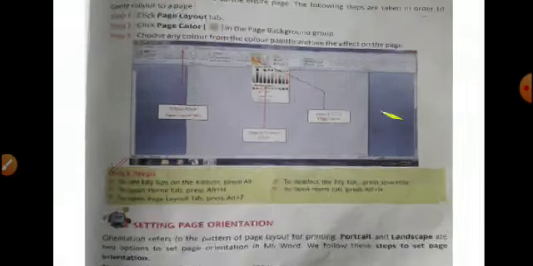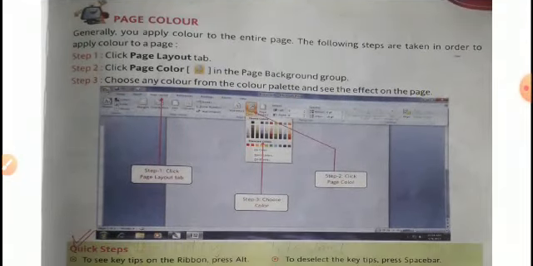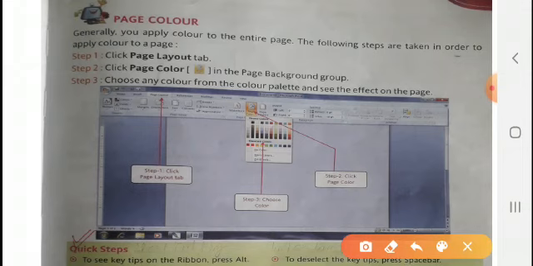Now you may open page number 57 and we are going to do the explanation of the topic page color. So here on page number 56, generally you apply color to the entire page. The following steps are taken in order to apply color to a page. Before understanding the procedure or the steps of how to color the page, we should know what is the need to color the page.